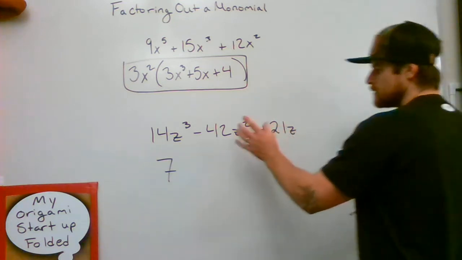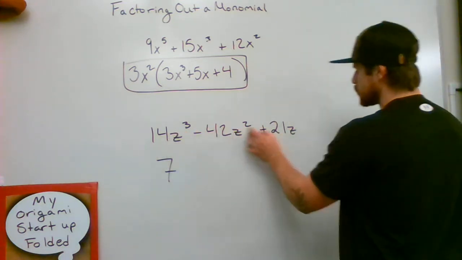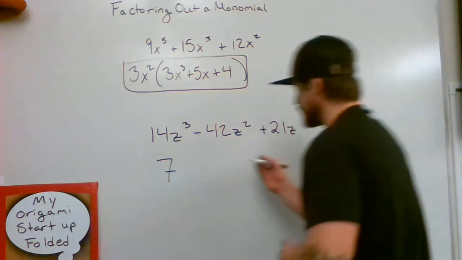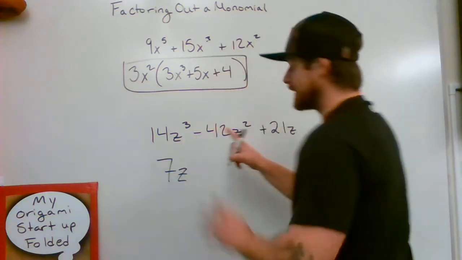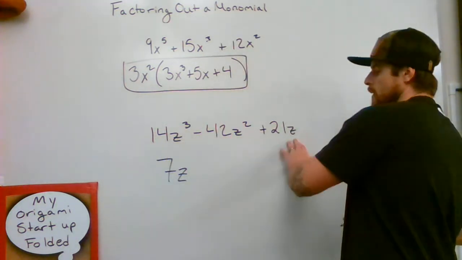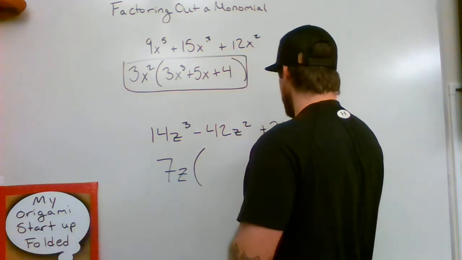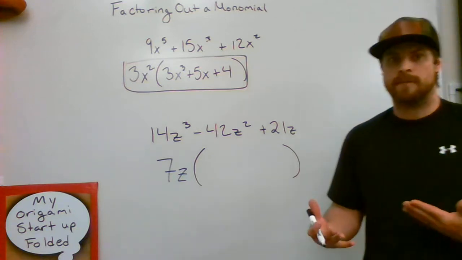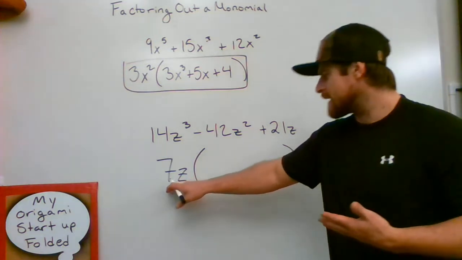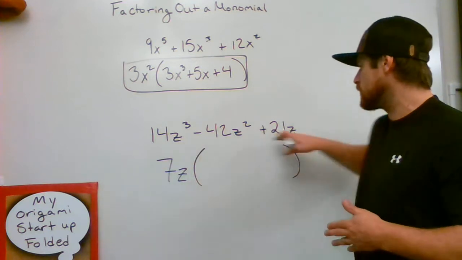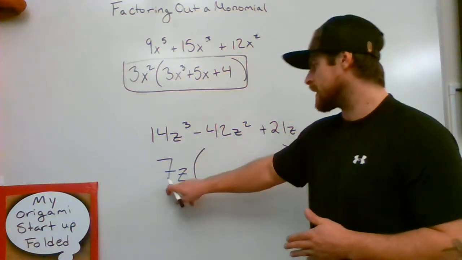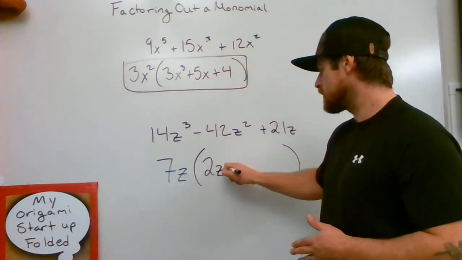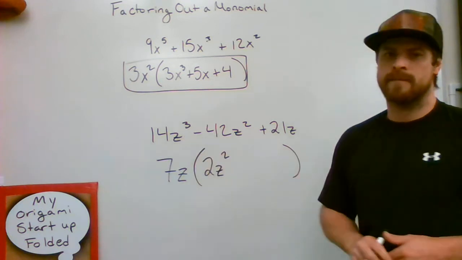But then you need to focus on the fact that I have a z cubed, a z squared, and a z. The lowest one out of these three is z to the first power, just z. So there is a z and at least one z in each one of these terms. So I'm going to pull that out as well. Now that I have my greatest common factor, I can get my empty parentheses. And this is where you undo the distributive property. You're trying to figure out, 7z times what three terms would turn into this? 7z times 7 times 2 makes 14, and z times z squared would make z to the third.